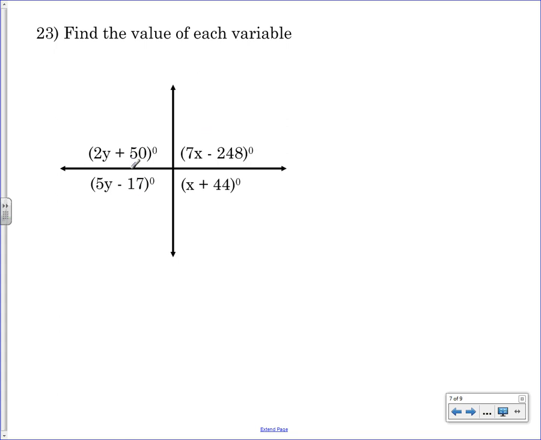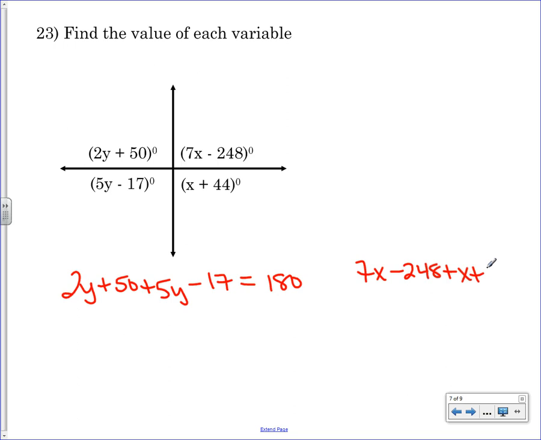So we could do these two, couldn't we? Those two make a line, so they add up to 180. And so do those two, right? So we're going to say 2y plus 50 plus 5y minus 17 make 180. And we're going to say 7x minus 248 plus x plus 44 make 180. Find x, find y. I'm going to wait for you to try that first. If you can't get it, I'll do it for you. But by now, you should be pretty okay at finding x and y. Okay? Algebra 1 stuff.